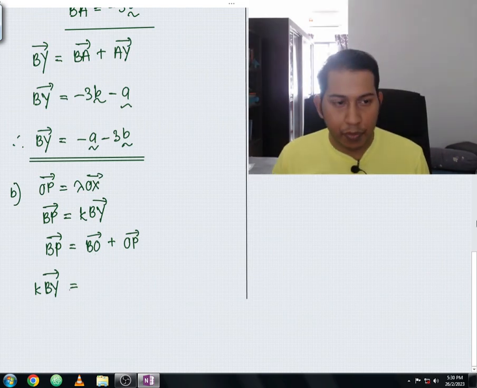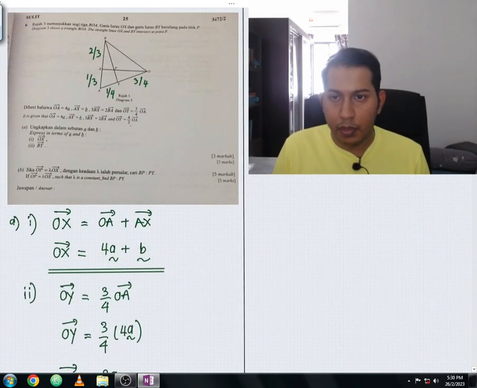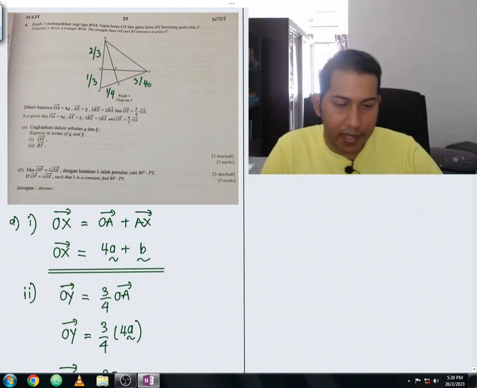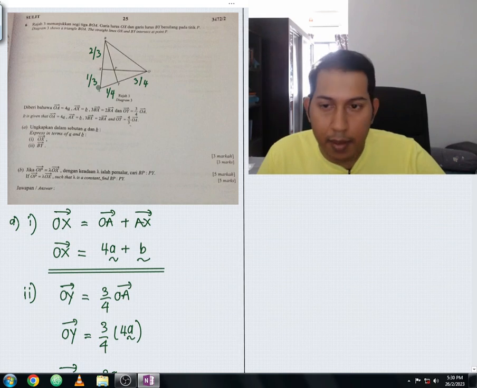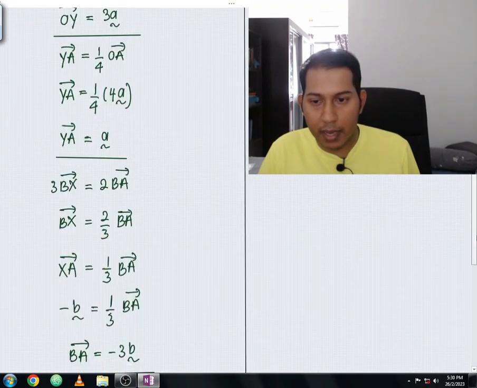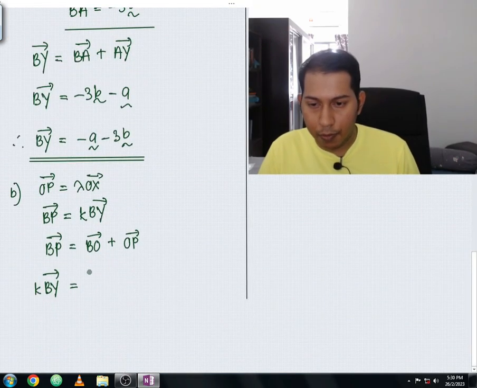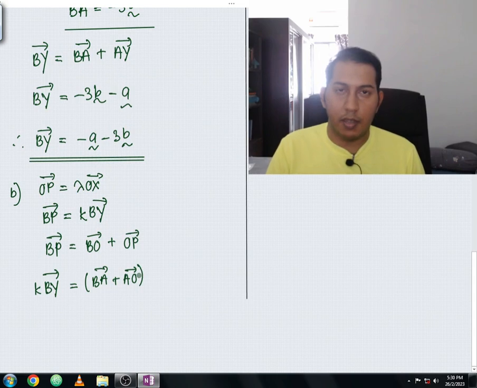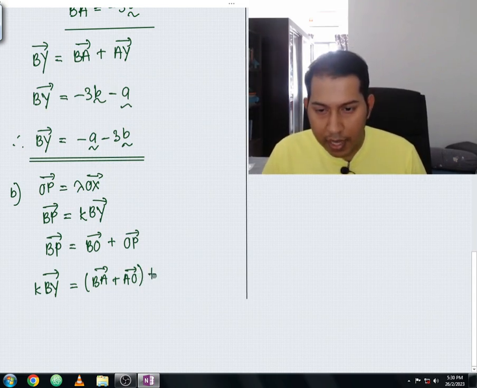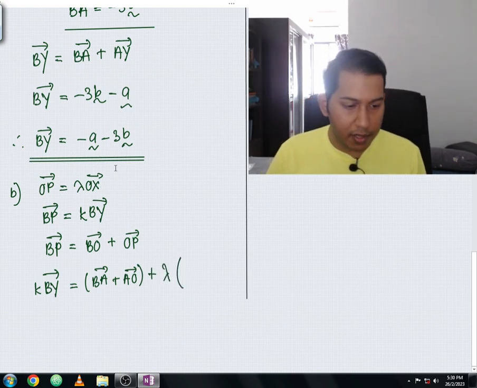In this case, you can further express this vector BO by addition of another two vectors, which is vector BA plus vector AO. I know it's a bit confusing, but please stay with me, guys. And then plus this lambda OP, so we substitute it here: plus lambda OX. Lambda OX is actually very straightforward.